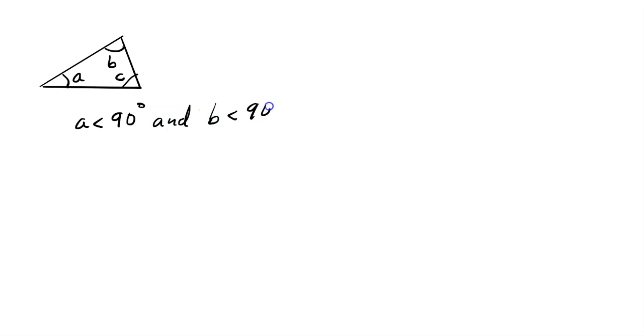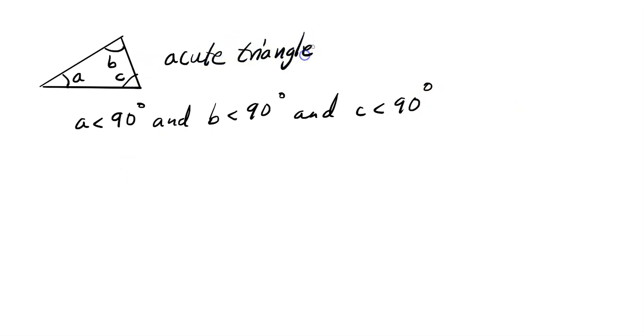Let's say we have a triangle looking like something like this. Then we see that all three angles here are less than 90 degrees. So we have, for all angles, we have this. Then we say that this is an acute triangle. So if all three angles are less than 90 degrees, we say that it's an acute triangle.